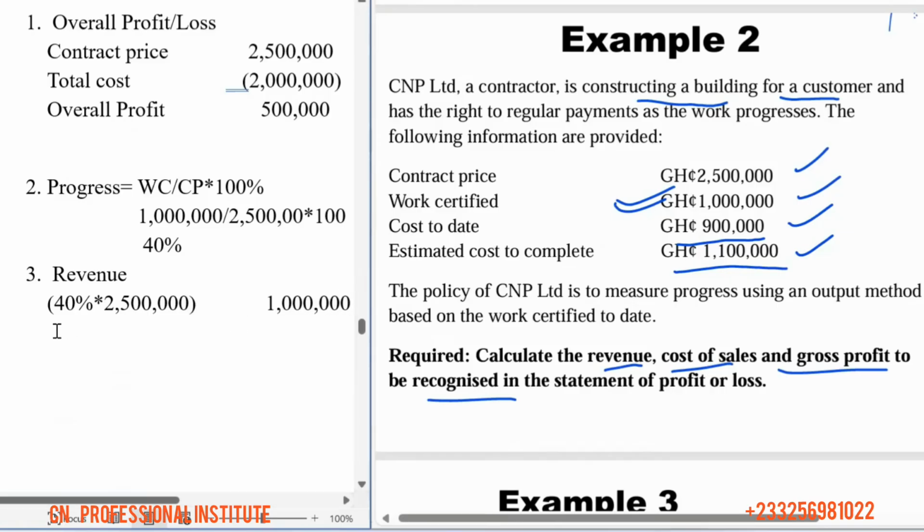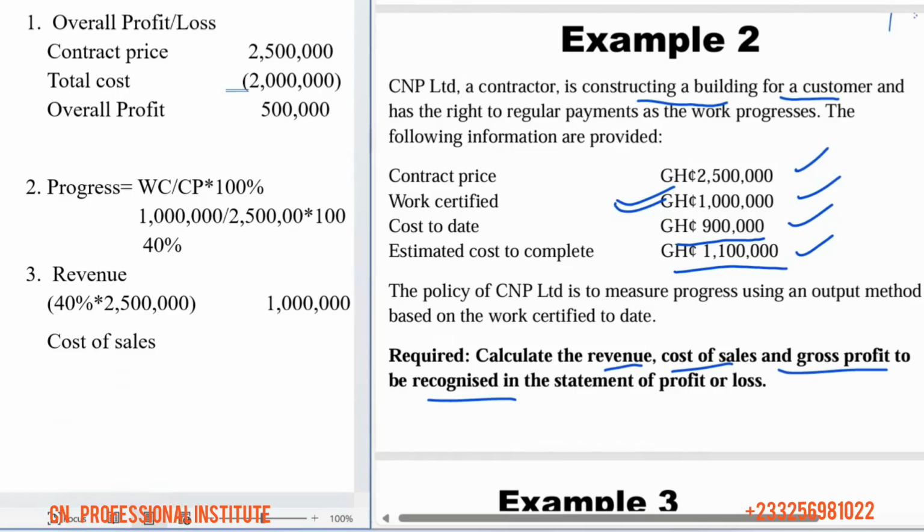Okay. Then cost of sales. We said previously, for cost of sales we would have multiplied the progress rate, the 40%, by the total cost, which is the 2 million. That's how we used to do it. Previously we applied the progress rate on both the total contract price and the total cost to get revenue and cost of sales respectively. But now we are just taking the cost to date as our cost of sales.